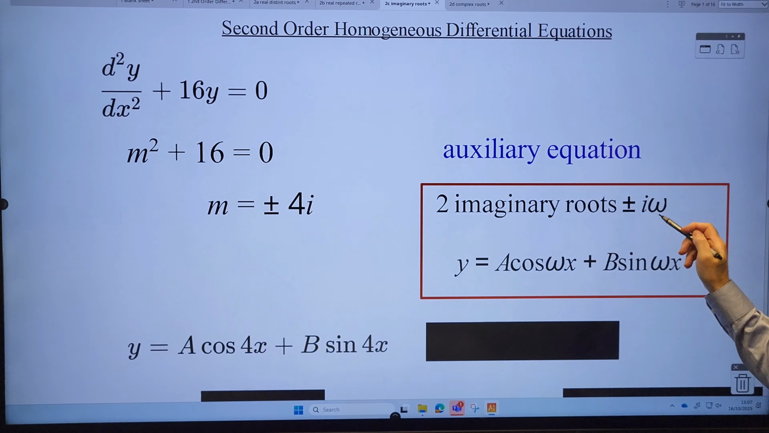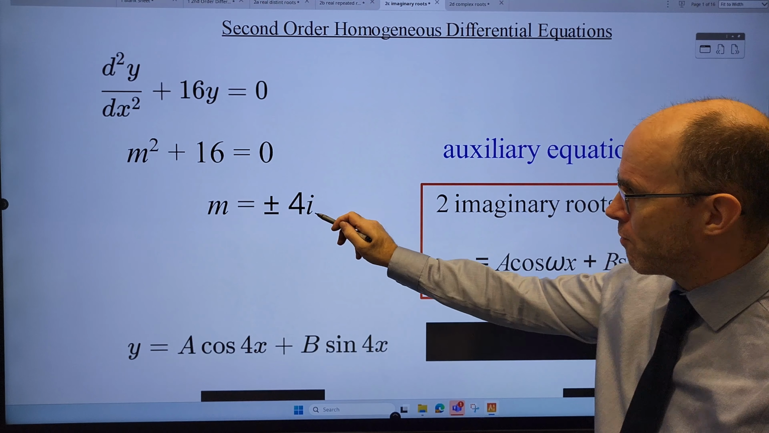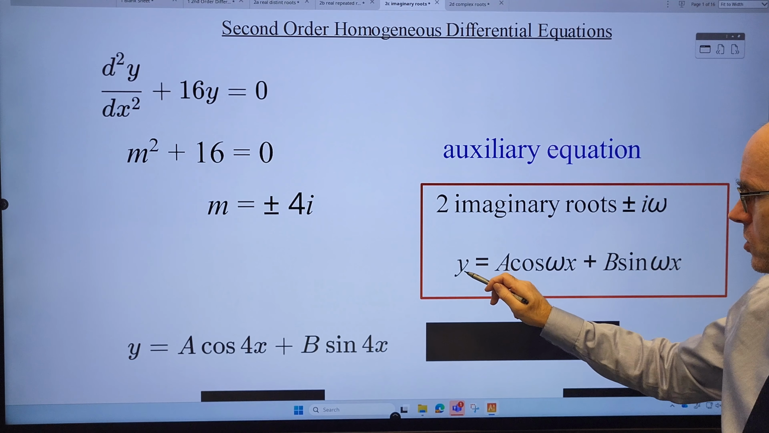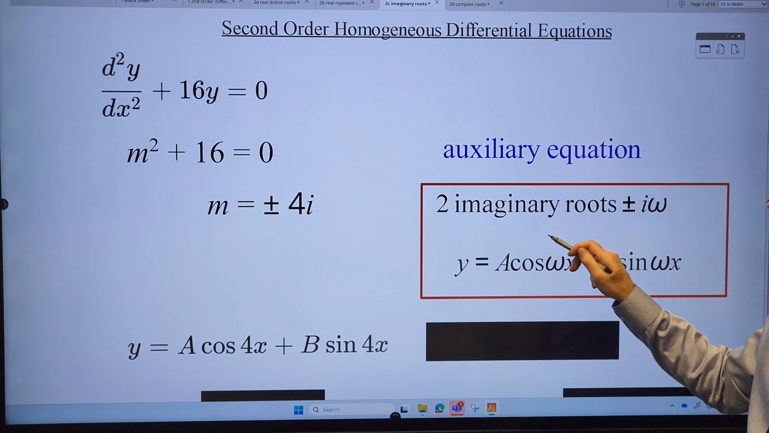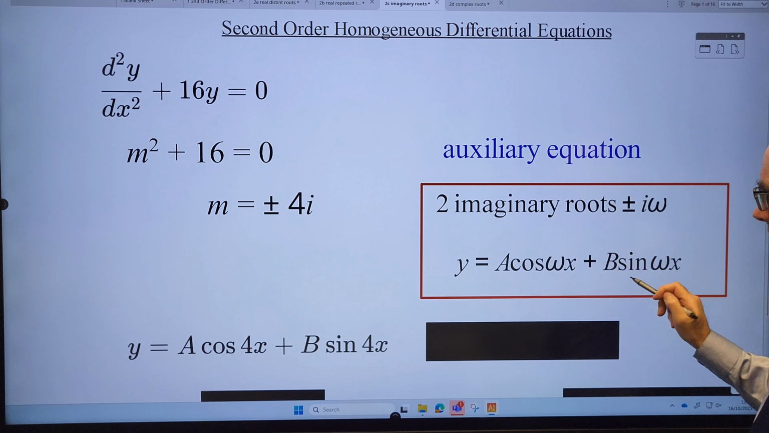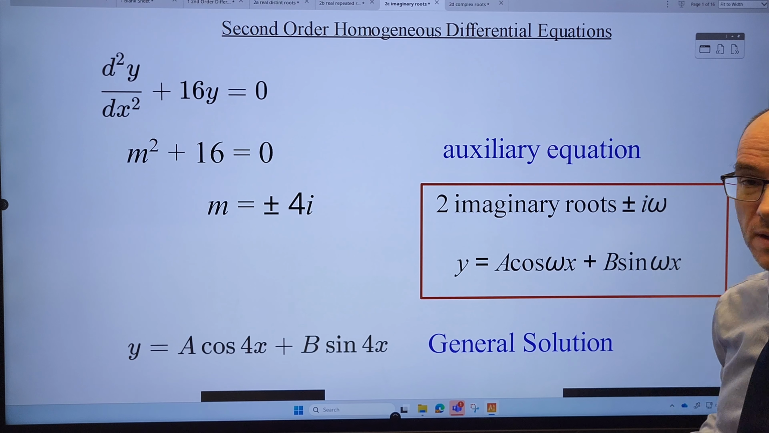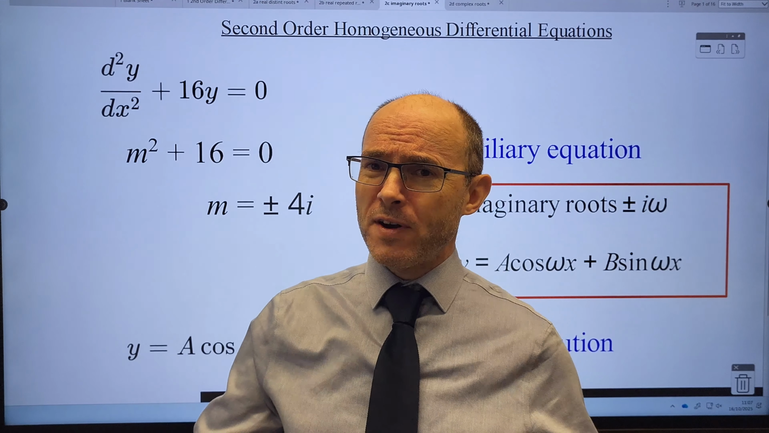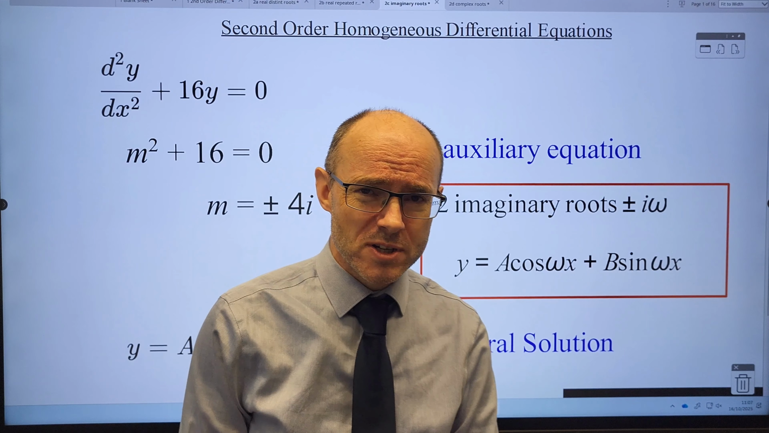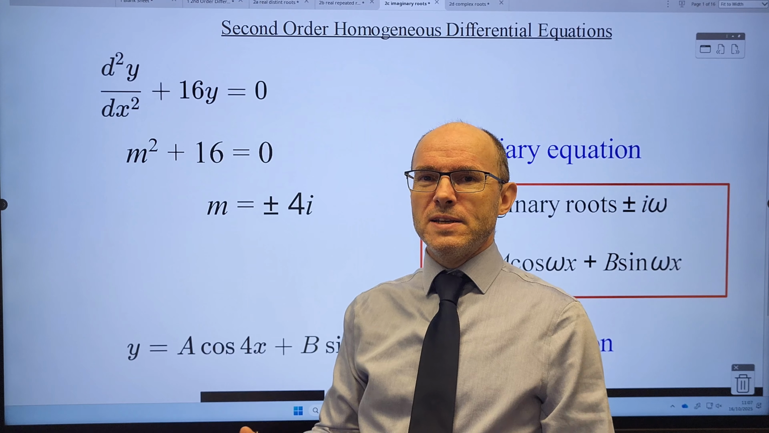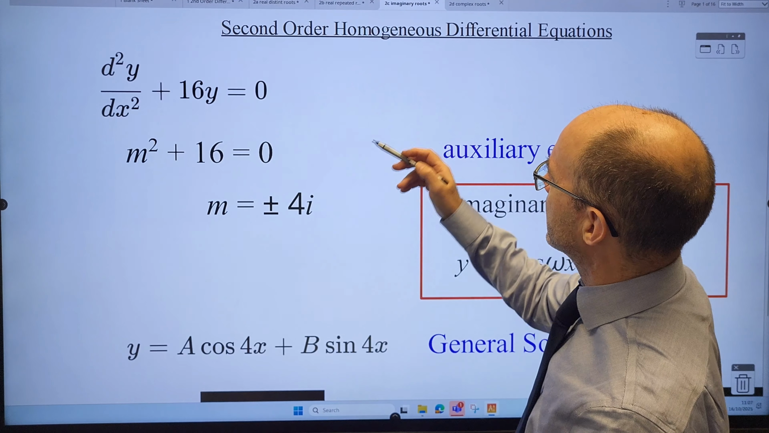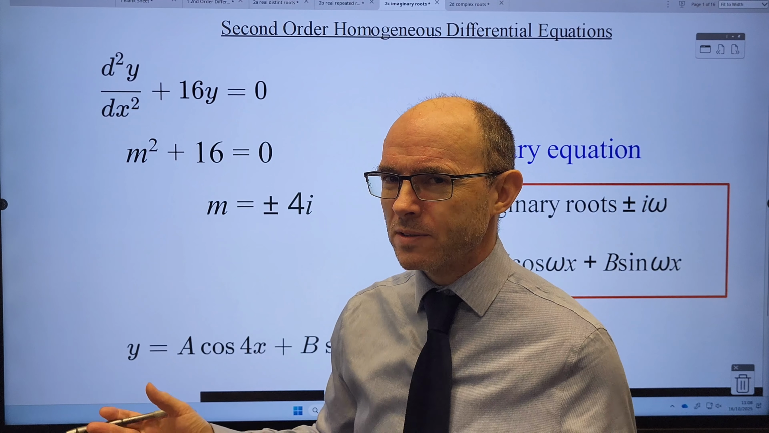In this case, the omega is the 4. So you're just going to have your general solution as y equals A cos 4x plus B sin 4x. That's it. I hope you find it easy because, as I said, once you get past the rules that are needed, it is pretty straightforward. I find these easier than first order differential equations.